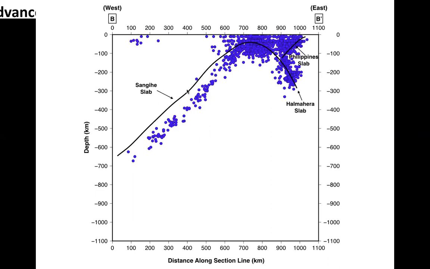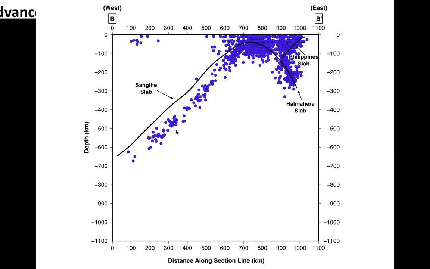So once again, the Songi slab dipping off to the west to near the lower boundary of the mantle transition zone, and the Halmahera slab, which is only seismically active to about 320, 330 kilometers, is dipping more steeply off to the east. So, and in between them, this region of very dense seismicity is the growing collisional complex between the colliding volcanic arcs, which form the Molucca Sea collision zone.